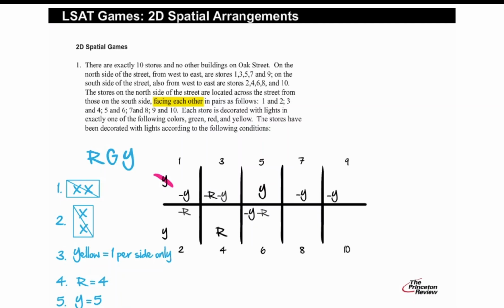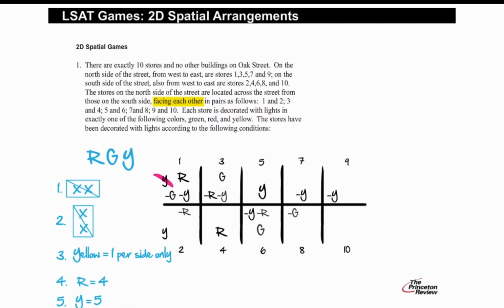Now look at the new deductions. Store 3 can be neither red nor yellow, which leaves only one option, green. This means that store 1 cannot be green from Clue 1, and it also cannot be yellow, so it must be red, so mark it as such. Store 6 can't be yellow, nor can it be red, so it must be green. And if it is green, then store 8 cannot be green, so half of the spaces are solved, and the only store without any restrictions whatsoever is store 10.